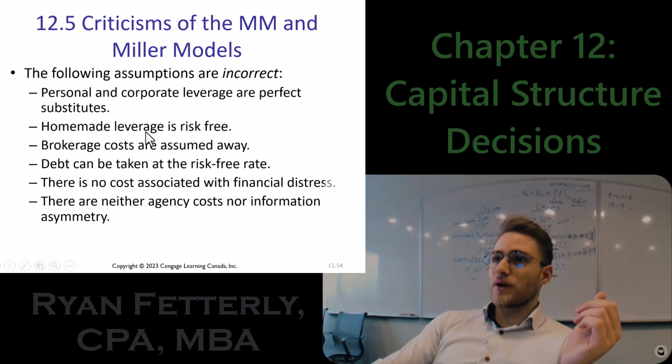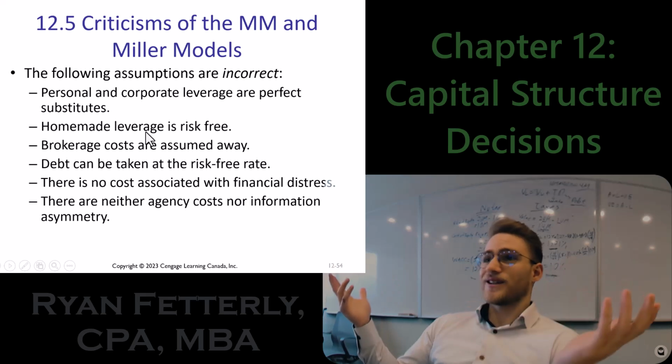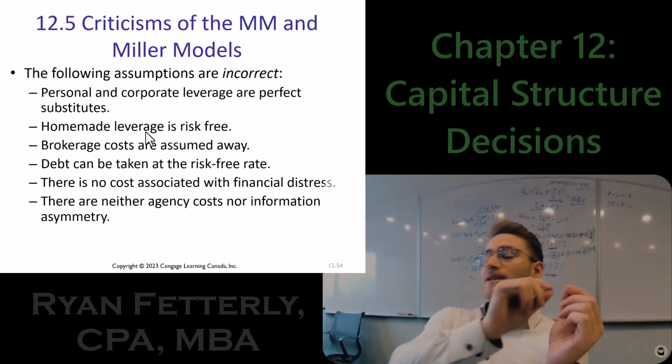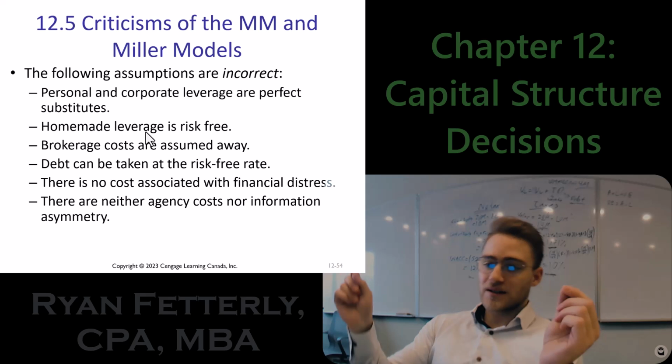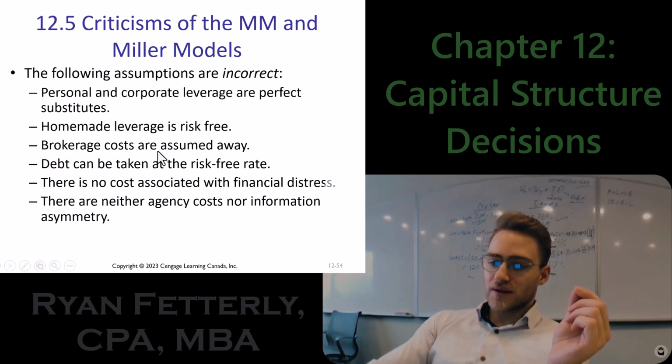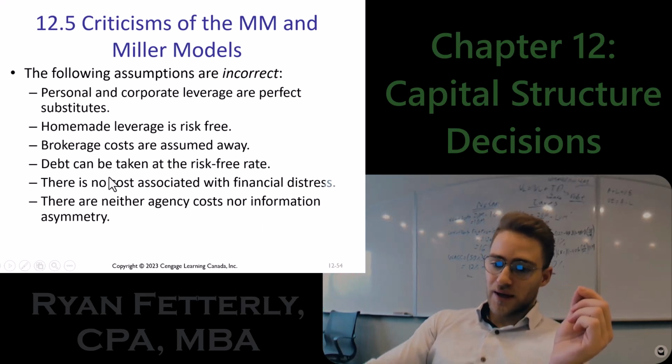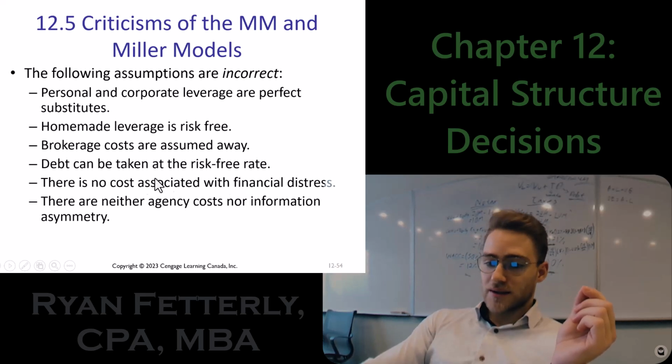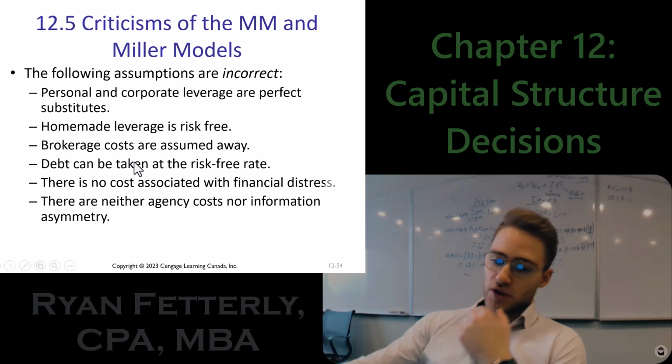Homemade leverage is risk-free. This is the arbitrage proof, right? That's not true. There's commissions, right? It's not free to go from one stock to the other, right? Brokerage costs are assumed away, not correct. Debt can be taken at the risk-free rate, also not correct. Debt fluctuates based on term.